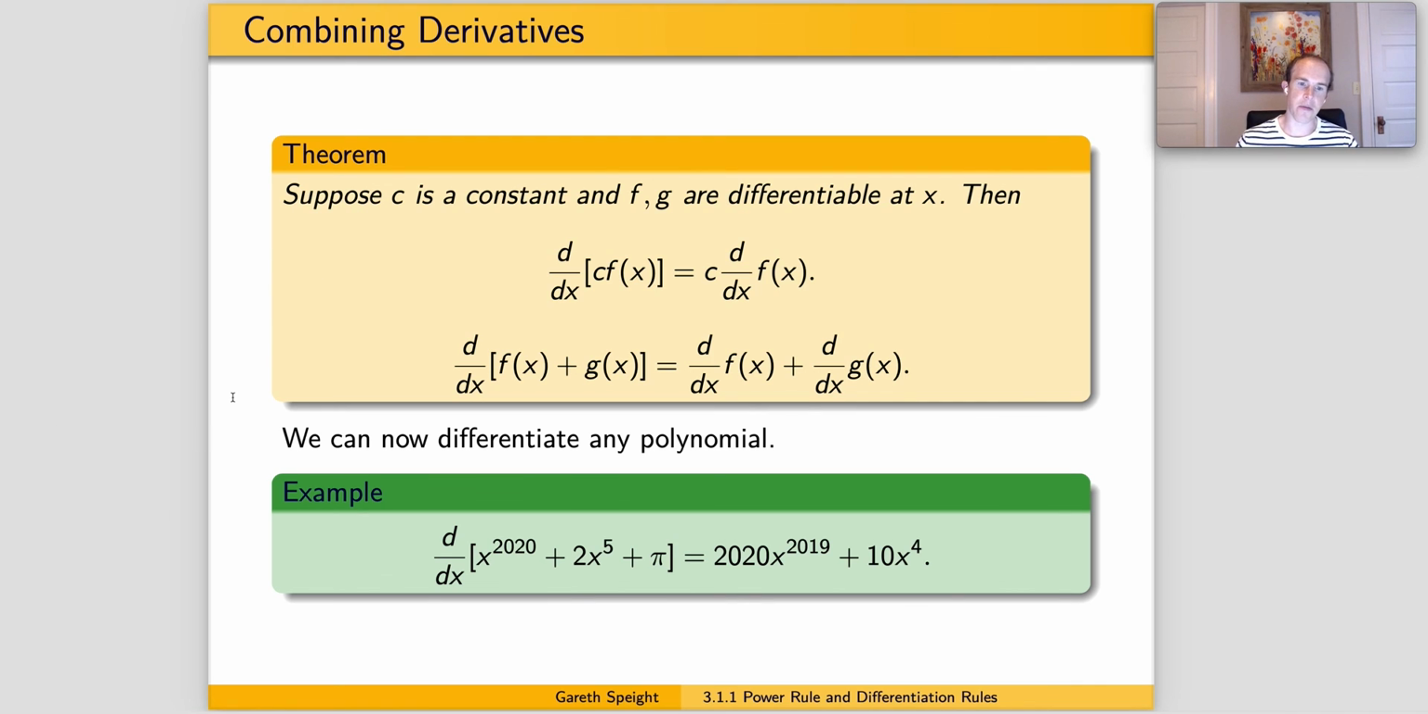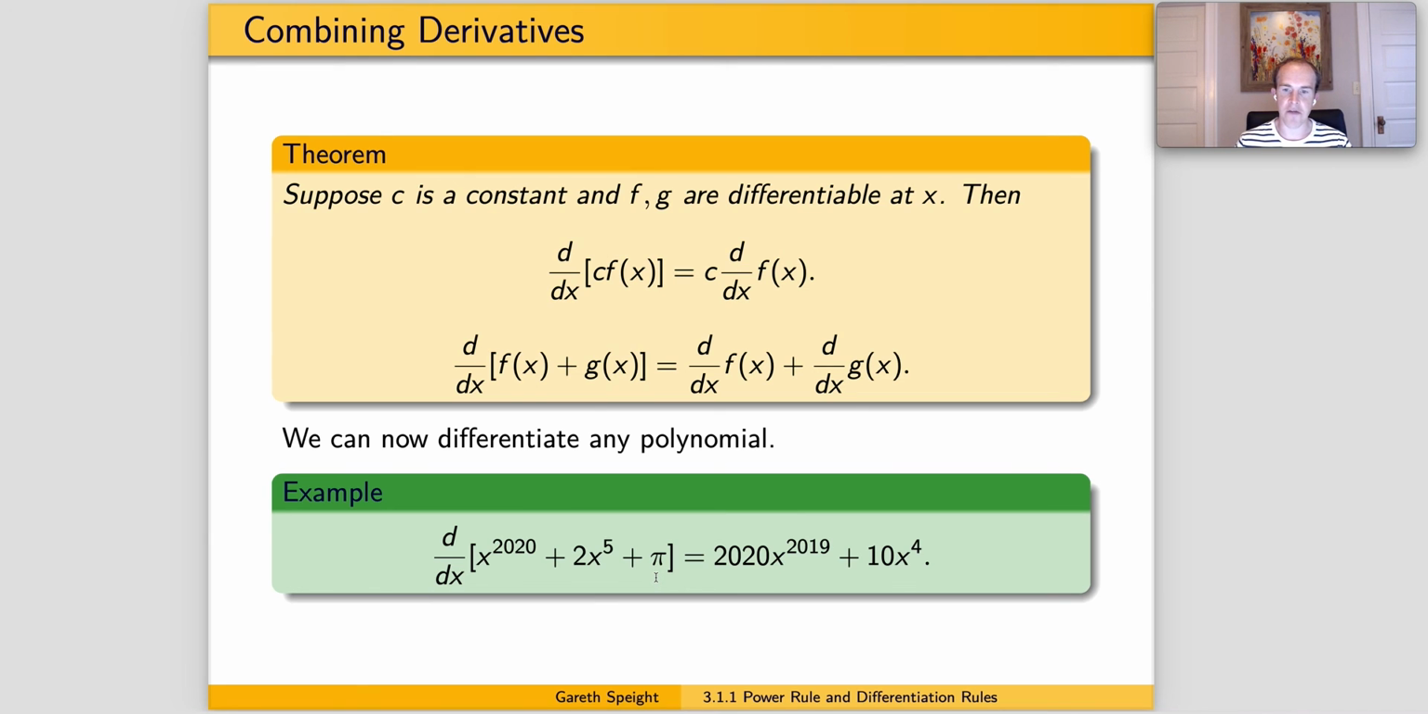Okay, the sum rule says if we want to differentiate the sum, we can differentiate each piece separately. So if we differentiate x to the 2020, we use the power rule with n equals 2020. We get nx to the n minus 1, or 2020x to the 2019. Next up, we have 2x to the 5. By the constant multiple rule, the derivative of 2x to the 5 is twice the derivative of x to the 5. Instead of differentiating 2x to the 5, I can just differentiate x to the 5 and multiply by 2. So differentiating x to the 5 will give me 5x to the 4. Then I multiply by 2 and get 10x to the 4.